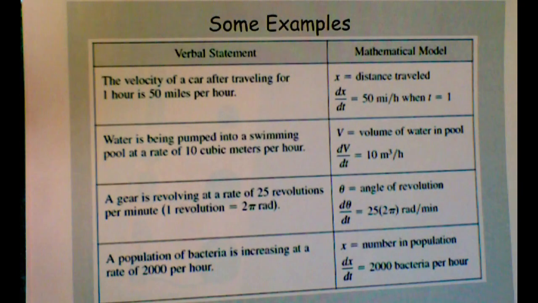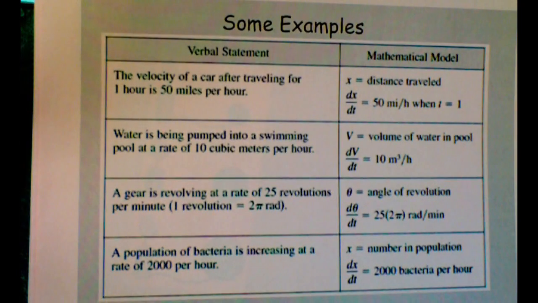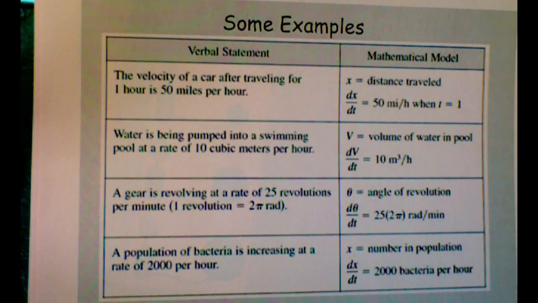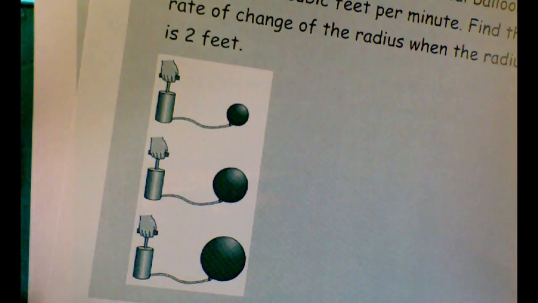So, some examples of times that we would use related rates. Velocity of a car after traveling for 1 hour is 50 miles per hour. We have a distance traveled. We have a rate of change. We have time. That kind of stuff.